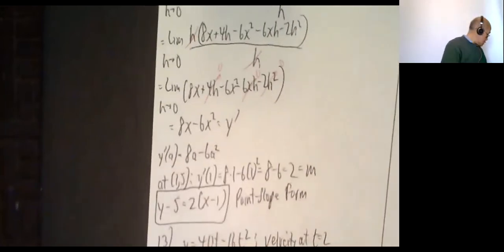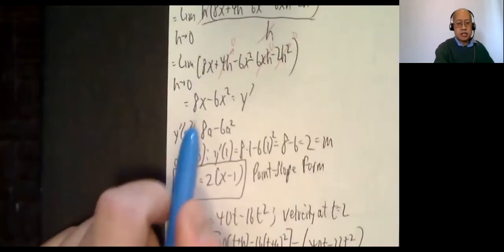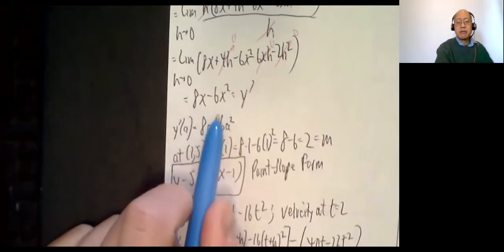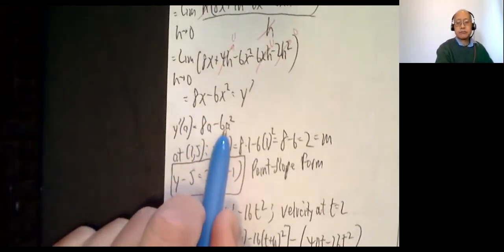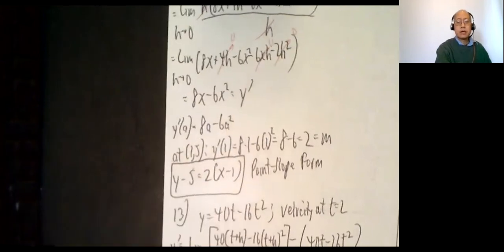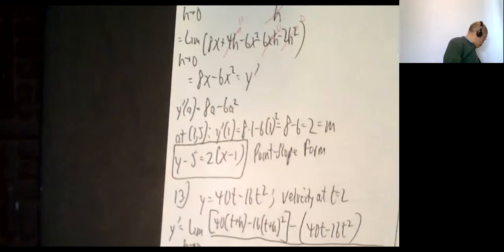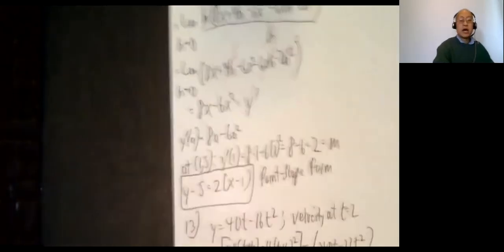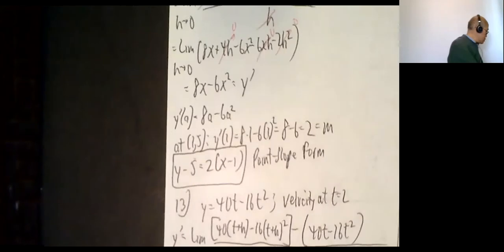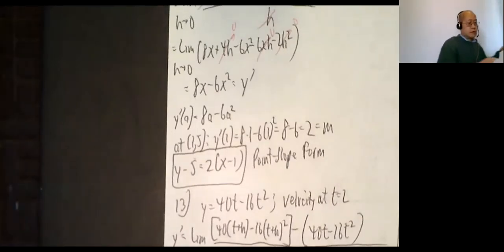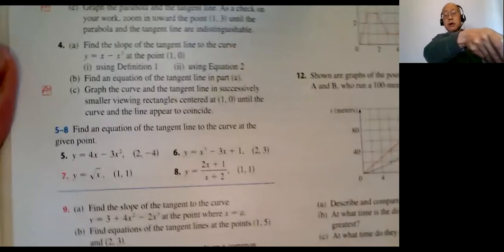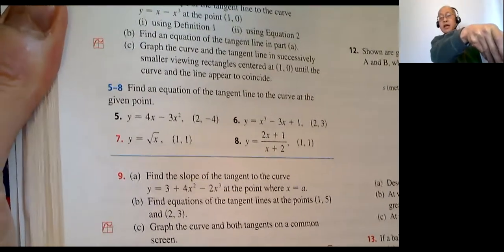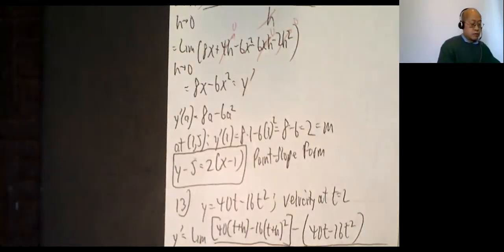Okay, now they say, what's the derivative at a? Just put an a there, 8a minus 6a squared. Then they give you a particular point, 1, 5, and 2, 3. I'll just do the 1, 5. You can do the 2, 3 later. So question 9b, 1, 5, and 2, 3. I'll just do the 1, 5. You do the 2, 3.